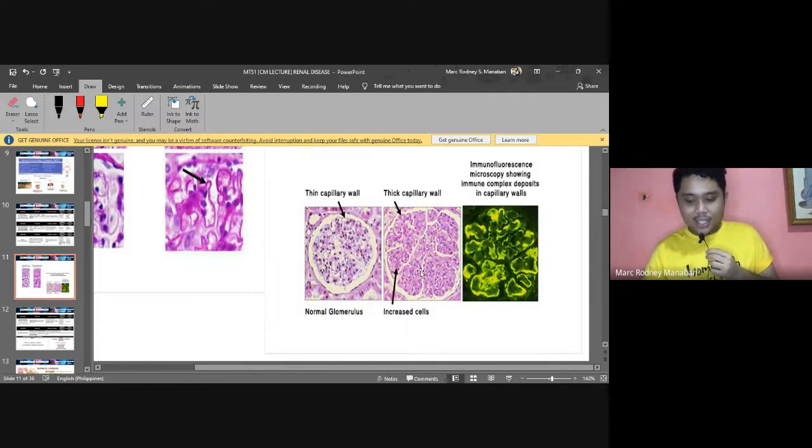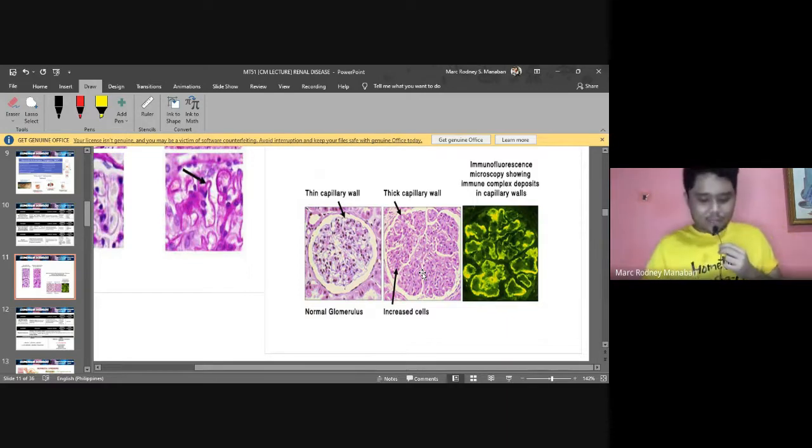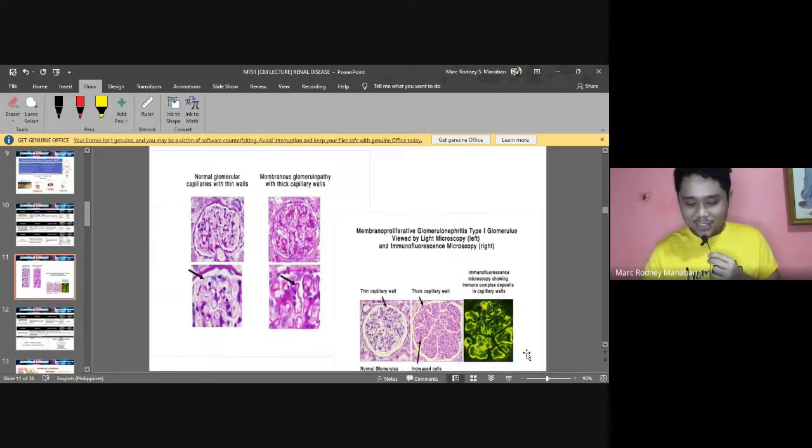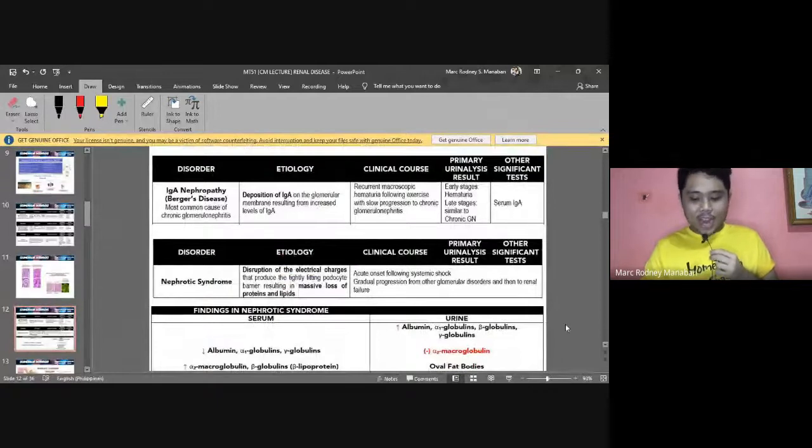But as you can see, there's an increase in the number of cells. All right, so membranoproliferative, nasa pangalan na, proliferate, no? Didaghan ang cells. All right, excuse me. Okay, all right, so that's for the different glomerulonephritis. Okay, all right. Now, another is, of course, your IgA nephropathy, which is considered to be the most common cause, ayan, of your chronic GN.